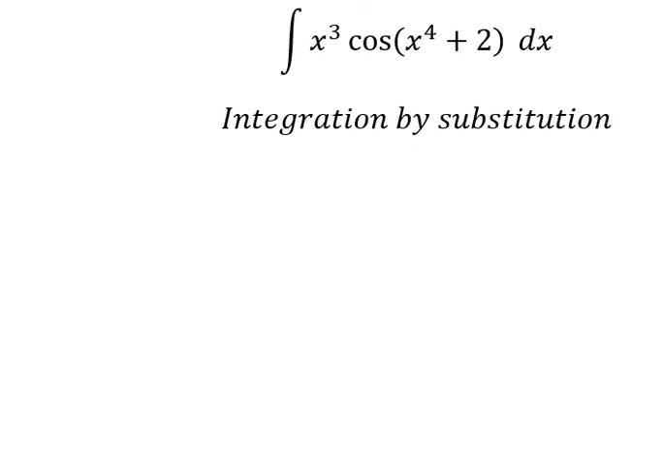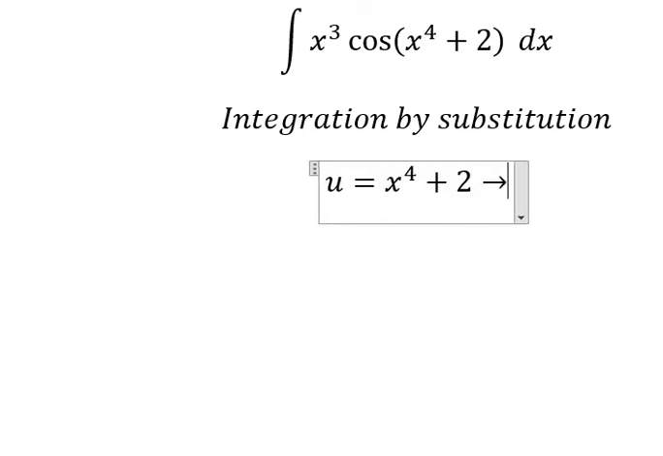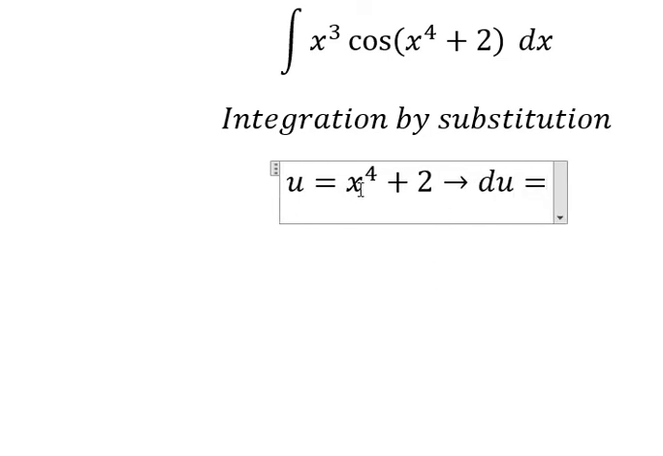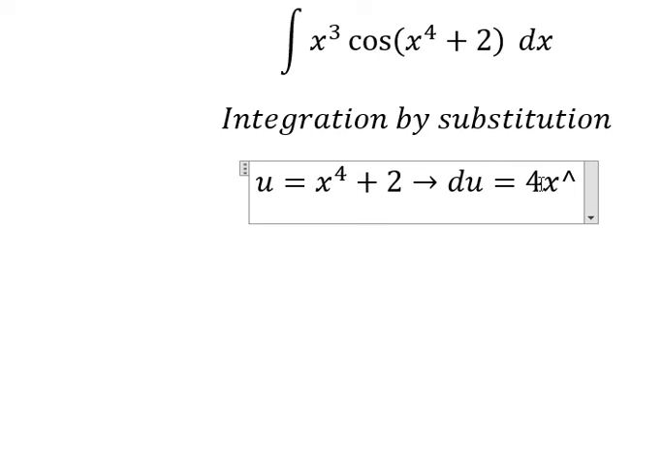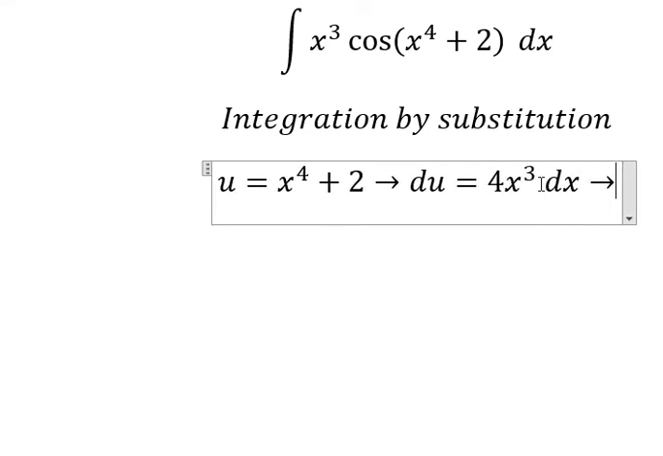So I need to put u equals s to the power of 4 plus 2. Later, we need to take the first derivative of both sides. The first derivative of s to the power of 4 is 4s to the power of 3 ds. Because we don't have the number 4, we need to divide both sides by 4 here.